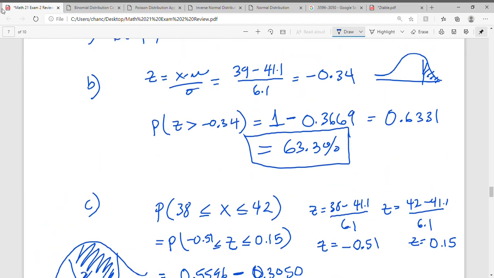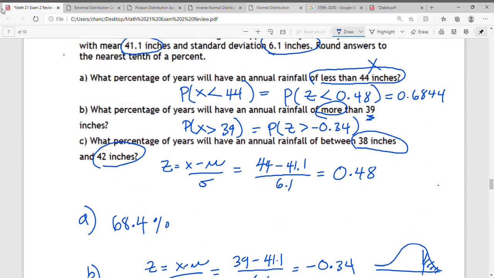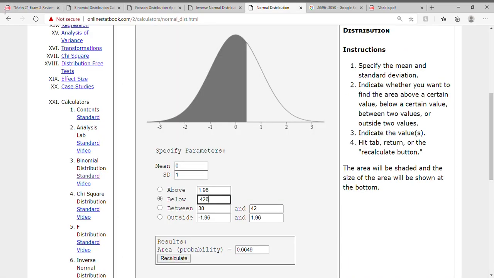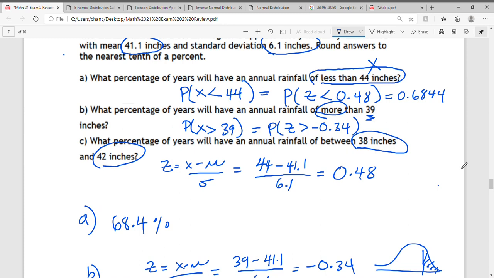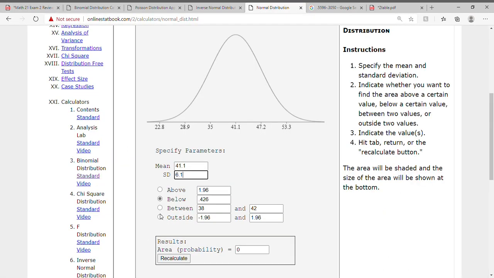And for these questions, I can always check my work on the calculator. So let's go to our normal distribution calculator. And we know the mean. The mean is 41.1. Our standard deviation is 6.1. In part A, we are looking for the probability less than 44 inches. So I will search less or below 44 inches, click recalculate, and we get 68.3.